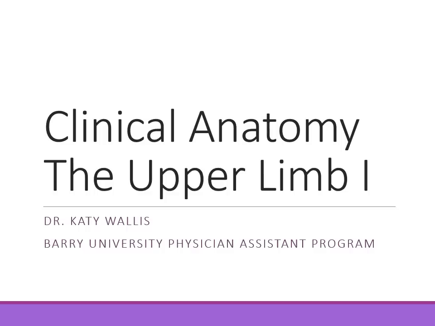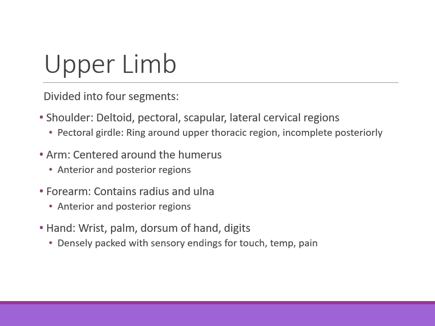Welcome to the clinical anatomy section on the upper limb, which will include 2 lectures. The upper limb is divided into 4 segments. From the shoulder down to the hand, they are the shoulder, the arm, forearm, and hand. The shoulder refers to the deltoid, as well as the pectoral, scapular, and lateral cervical regions.